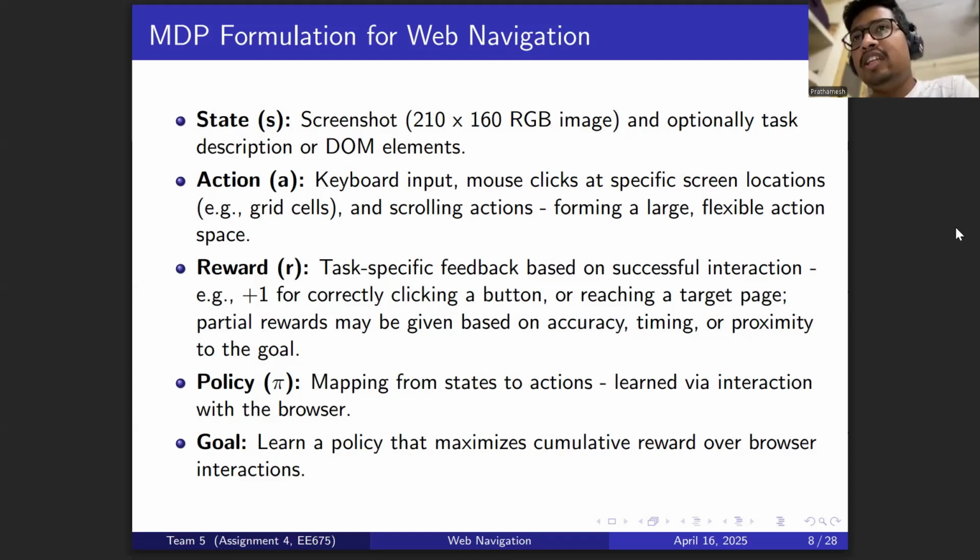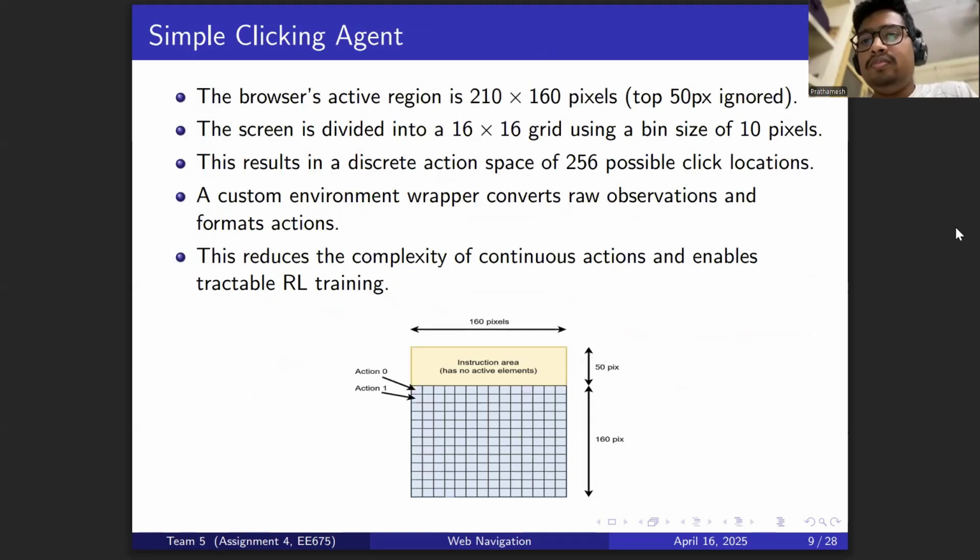As always, the agent learns a policy, which is a mapping from states to actions, by interacting with the environment. Ultimately, the goal is to learn a policy that maximizes the expected cumulative reward over time. In web navigation, this translates to learning how to complete browser tasks efficiently, like clicking buttons, selecting elements, and typing inputs, just like a human would.